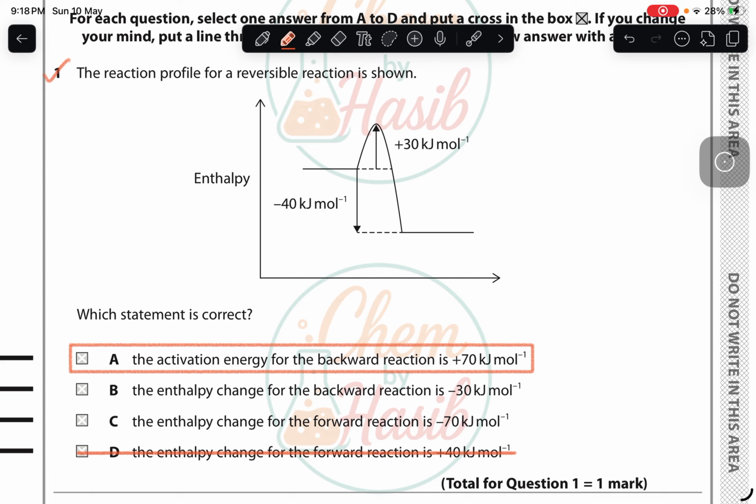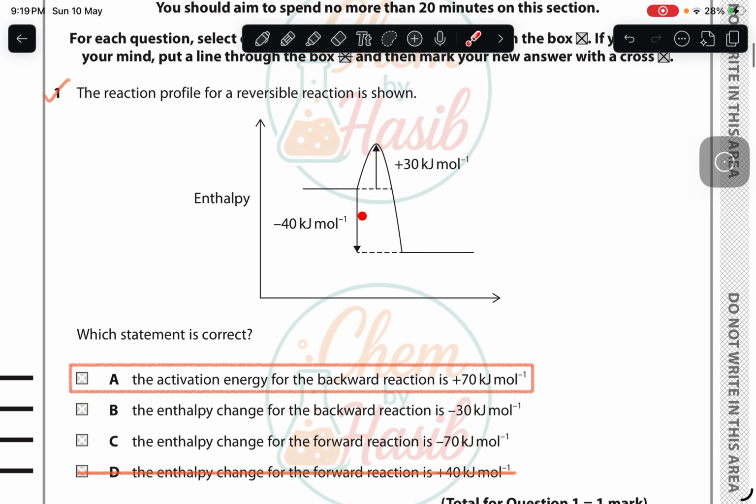Then it says the enthalpy change for the forward reaction is minus 70. For the forward reaction, the enthalpy change is clearly minus 40. So C is also a wrong statement. Option B says the enthalpy change for the backward reaction is minus 30. The enthalpy change for the backward reaction is not minus 30.